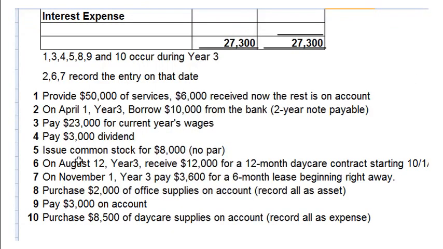In transaction number 5, Sample Daycare issues some additional common stock for $8,000. So again, because the problem doesn't tell us anything different, we're going to assume that that was $8,000 of cash. The no par notation here just tells us that it's okay to put all of that $8,000 into a common stock or contributed capital account.